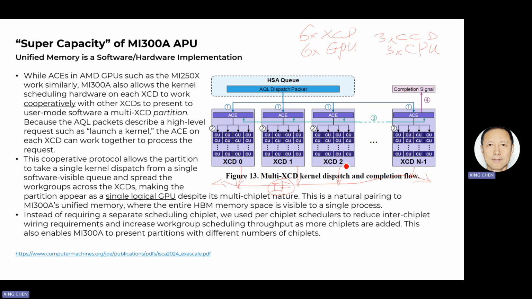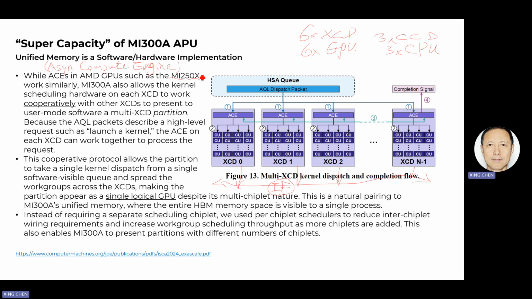In the MI300A APU, we have 6 XCDs. Now, each XCD has an ACE. The ACE is an asynchronous compute engine. In AMD GPUs, like the MI250X, the ACE is something like a job scheduler for these GPUs. It is in charge of scheduling the threads and dispatching the workloads onto the GPUs.